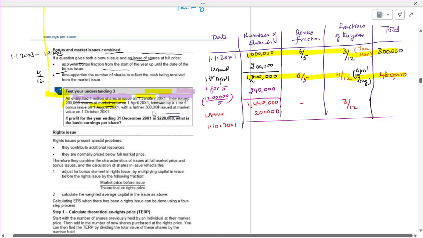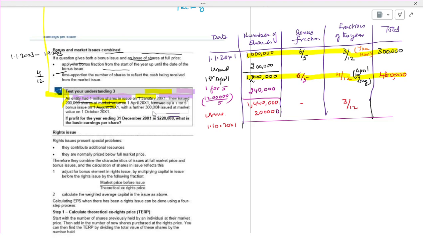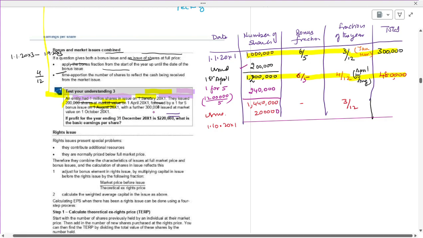Okay, I'm asking very clearly. See the thing. An entity had 1 million shares. When it had 1 million shares on 1st of January, they issued 200 shares at market value. Is it right? These 200 shares they have issued. Now.